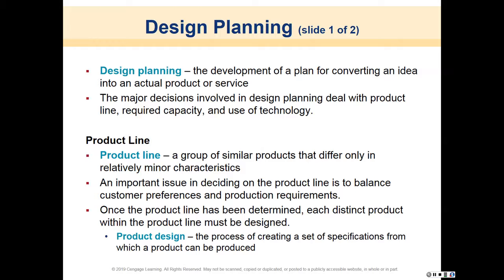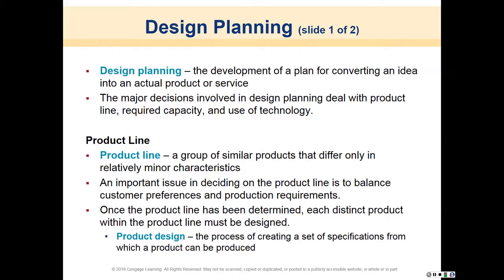So pizzas is a product line. Calzones would be a separate product line. Subway sandwiches would be a separate product line. And so they differ. Pepperoni pizza differs from sausage pizza, but they differ in minor characteristics. And as we go through that, you have to decide, the more variations that you decide you're going to sell, the more complex your production plan is going to have to be, and how much larger your facilities are going to have to be.